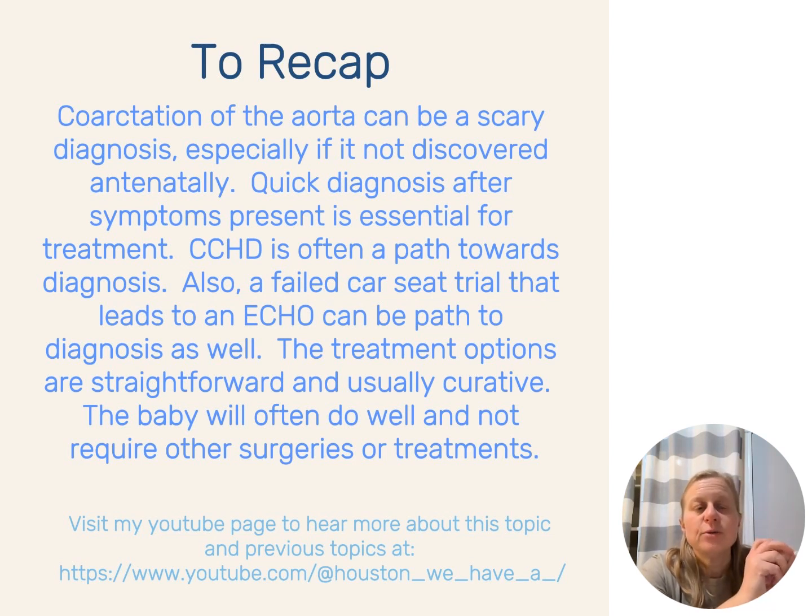But once we have that echo, we'll have a better picture of what can happen. The treatment options can be pretty straightforward and are usually curative, and the baby doesn't require further surgeries. So that's coarctation of the aorta.